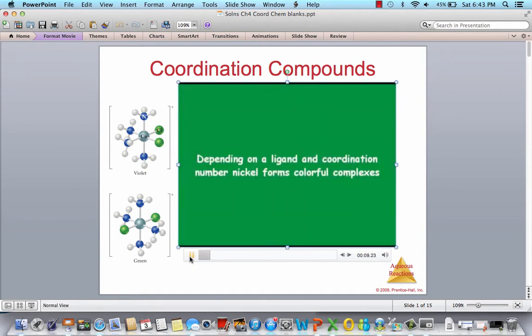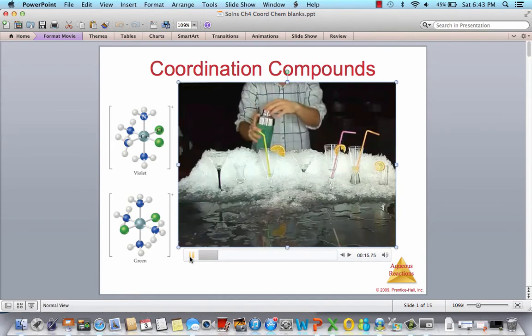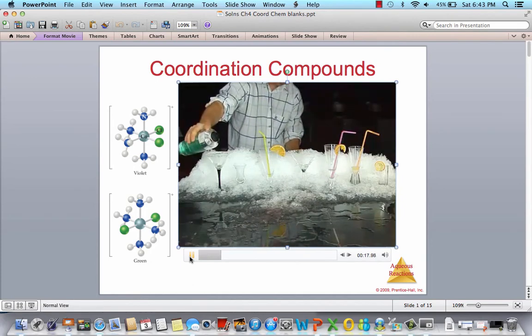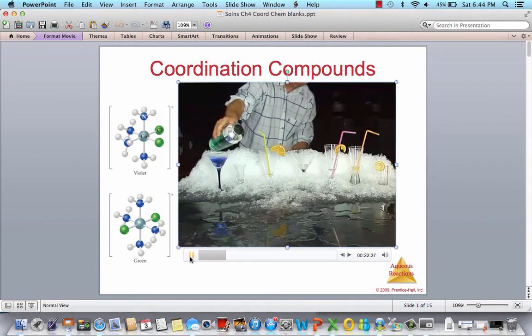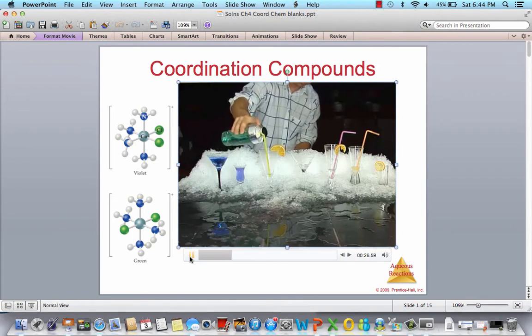Do you ever wonder why some solutions are colored pink, blue, green, while some solutions are clear? Well, today we are going to find out. Look at these different colors of nickel solutions, starting from the green in his shaker.